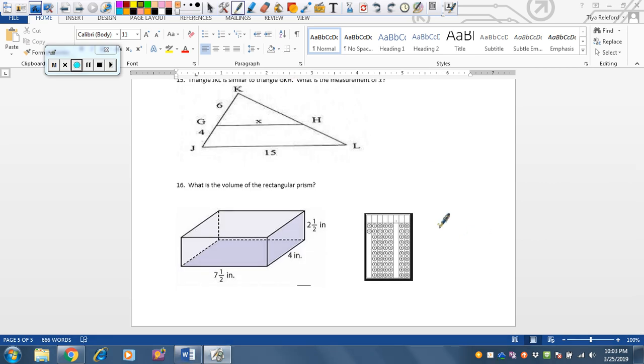Number 16, you've done a volume problem already on this paper. It is a rectangular prism, so you need area of a rectangle and formula for prism. 3 numbers. If you use all of them one time, you will not get it wrong. Follow your formula.